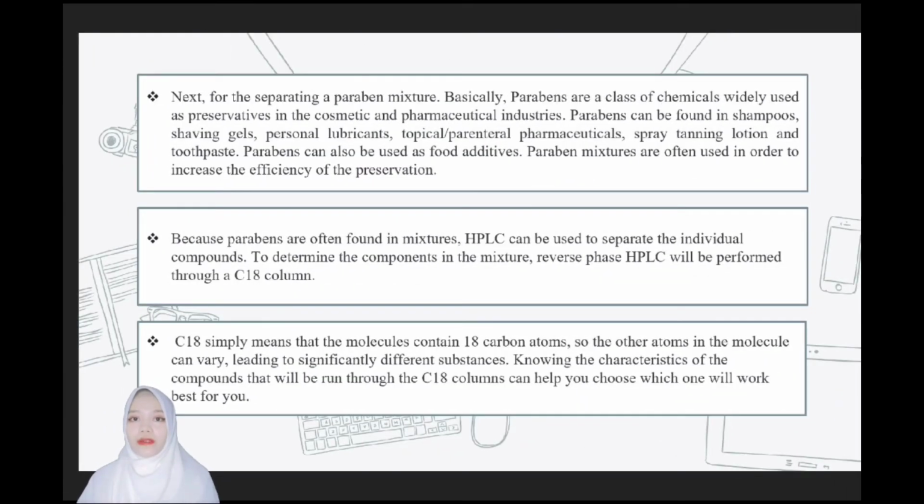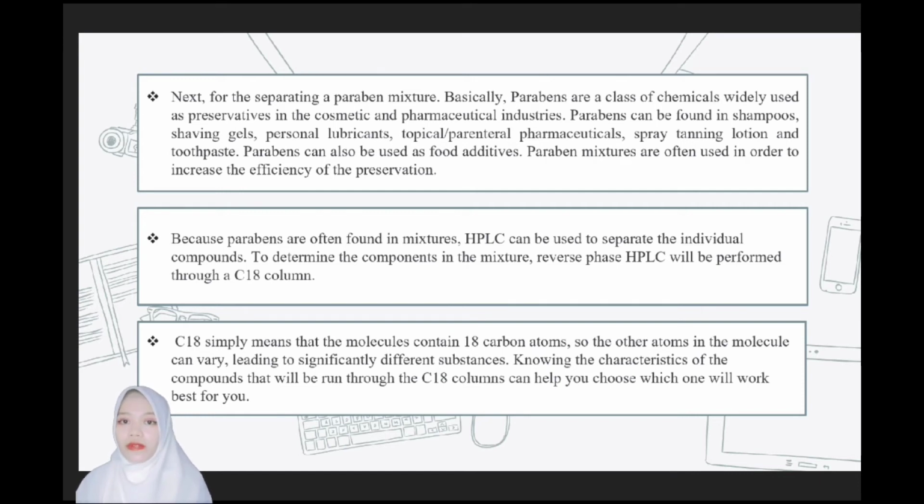Next, for the separating of paraben mixture, basically parabens are a class of chemical widely used as a preservative in the cosmetic and pharmaceutical industries. Parabens can be found in shampoos, shaving gels, personal lubricants, topical or parenteral pharmaceuticals, spray tanning lotion, and toothpaste. Parabens can also be used as a food additive. Paraben mixtures are often used in order to increase the efficiency of preservation.